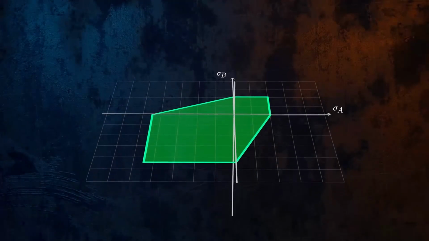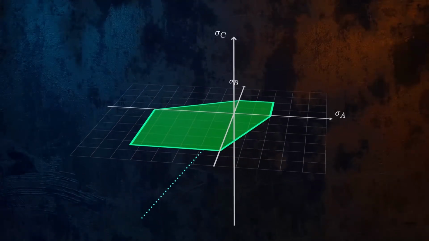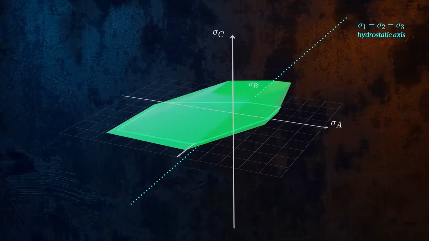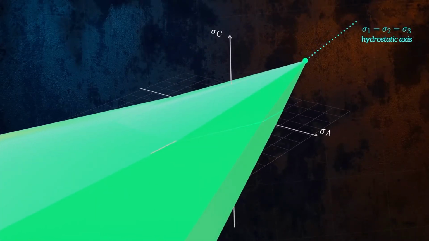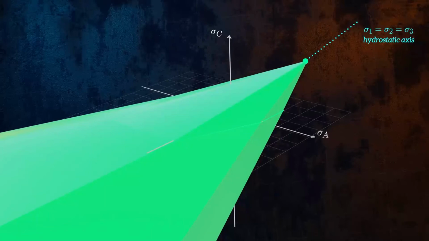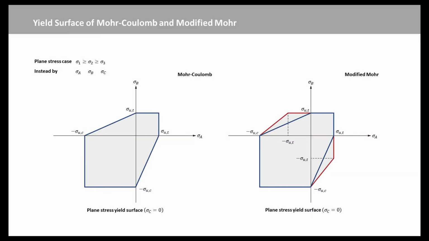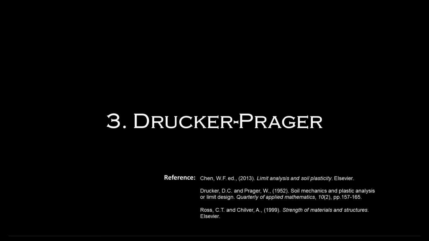Because failure theories for brittle materials need to account for the effect of hydrostatic stresses, these failure surfaces converge to a point when extended along the hydrostatic axis. However, the Mohr-Coulomb yield criterion contains sharp edges, which introduces some difficulties in the implementation of the criterion for numerical analysis purposes. We will introduce the Drucker-Prager yield criterion to obtain a smooth yield surface.